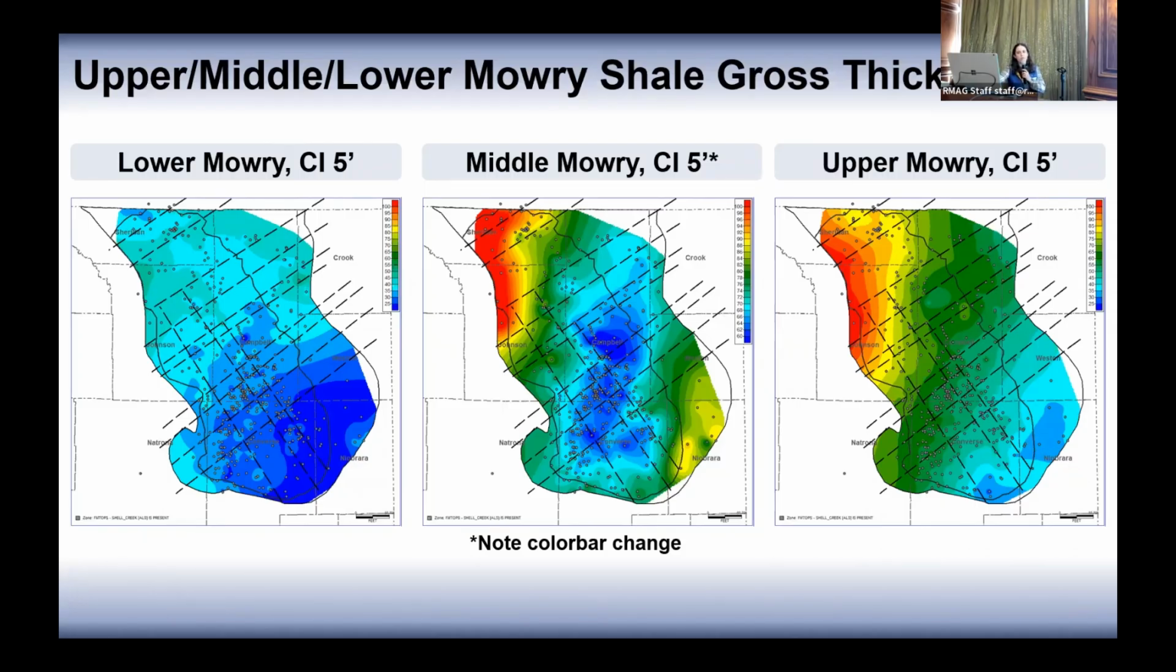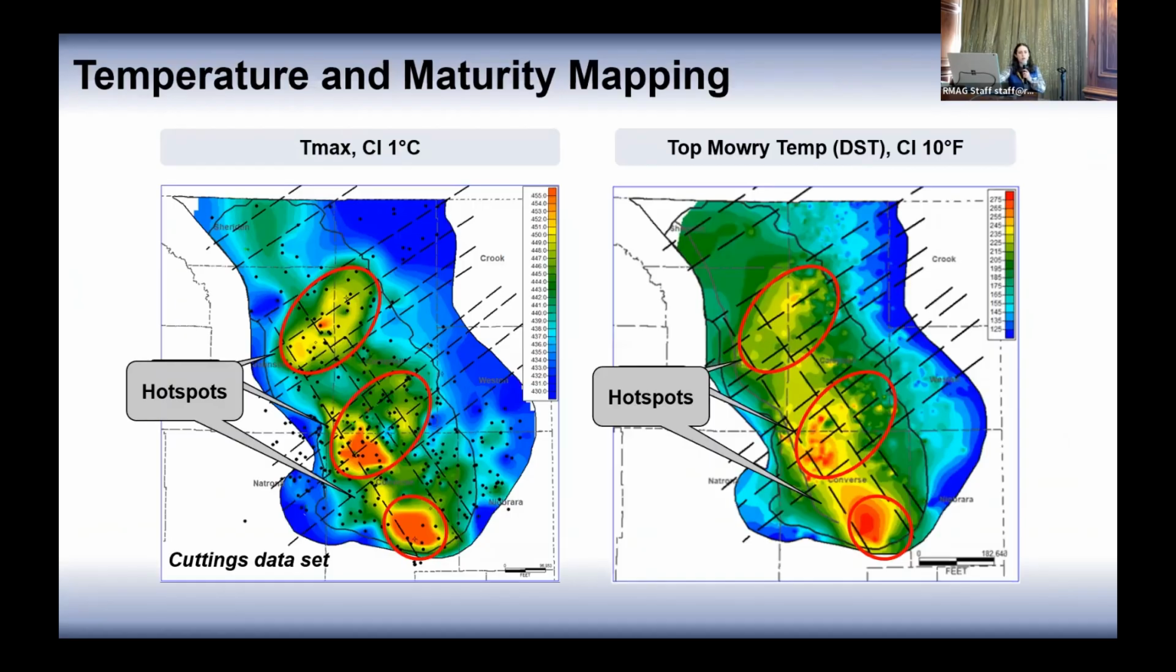But more importantly, if you've worked with the Powder, you understand the importance of temperature. This isn't just about how deeply things are buried, but it's about where they sit in the basin. And so temperature and maturity in the Powder is very, very important. So these are two different ways of doing thermal maturity or temperature mapping in the basin. This one on the left here is based on cuttings, and that's Tmax data. It's got a contour interval of about 1 degree Celsius. And so you can see these hot spots that come up right here toward Converse and Campbell, and then further south in Converse County. And these are 3 known mapped hotspots that come out in the cuttings data.